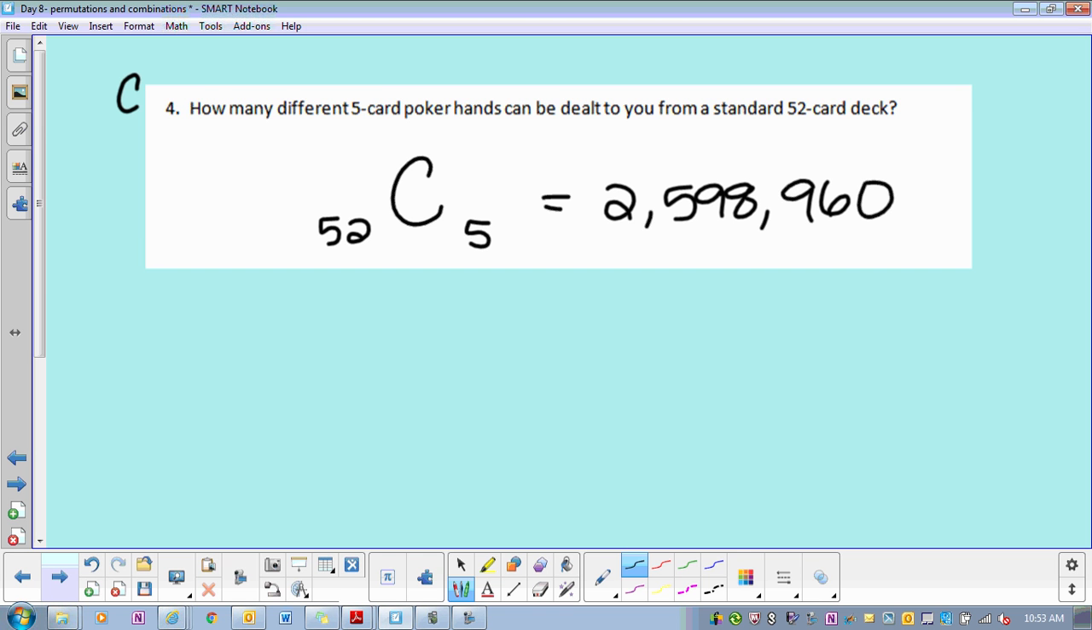Make sure you get that, okay? I think the hardest part about this lesson is determining whether it's a C or a P. But you understand how to put this into the calculator, right? And guys, the bigger number is always first. Okay? Because you gotta think, if you only have 5, you can't choose 52, right? All right.